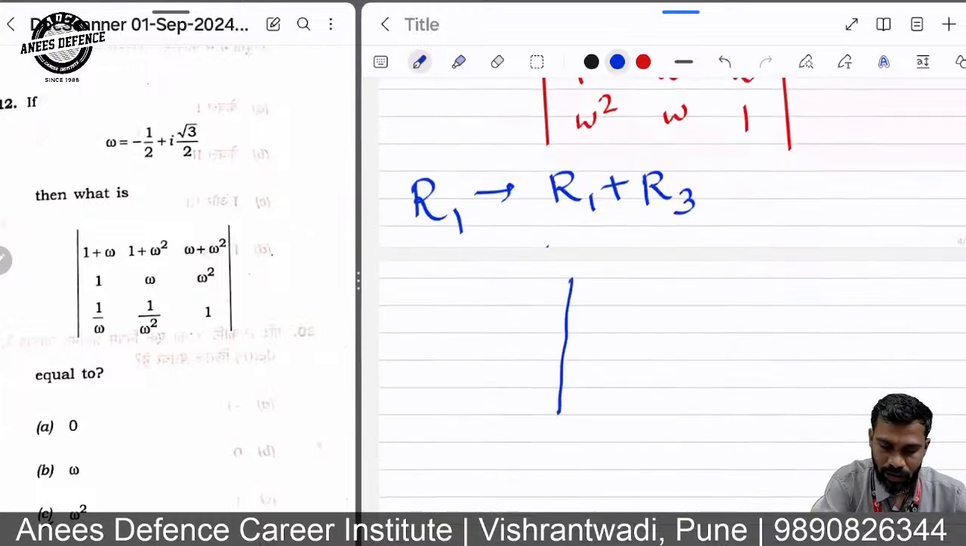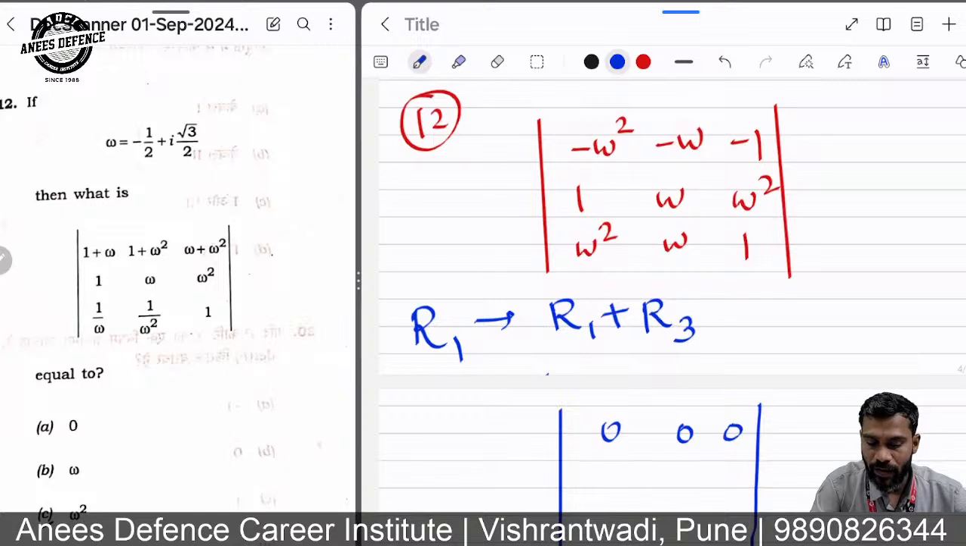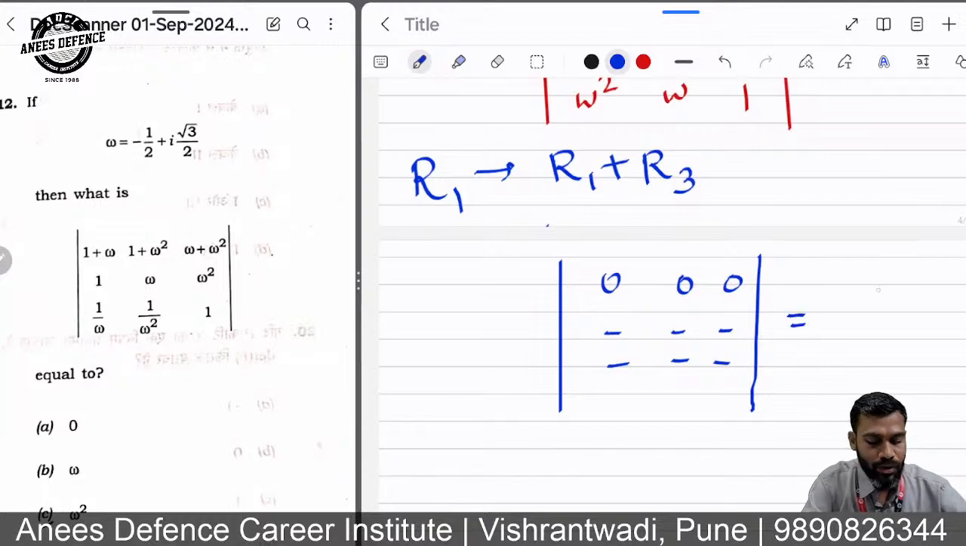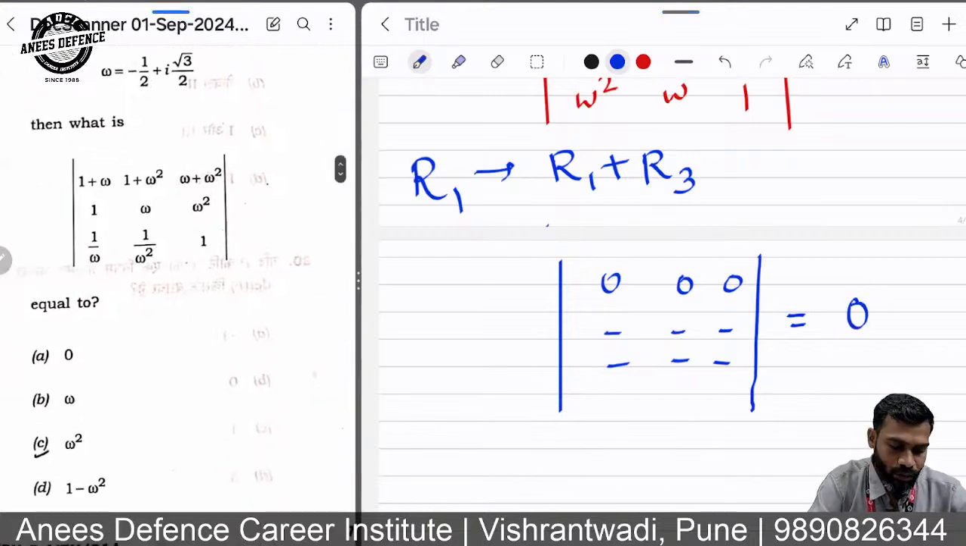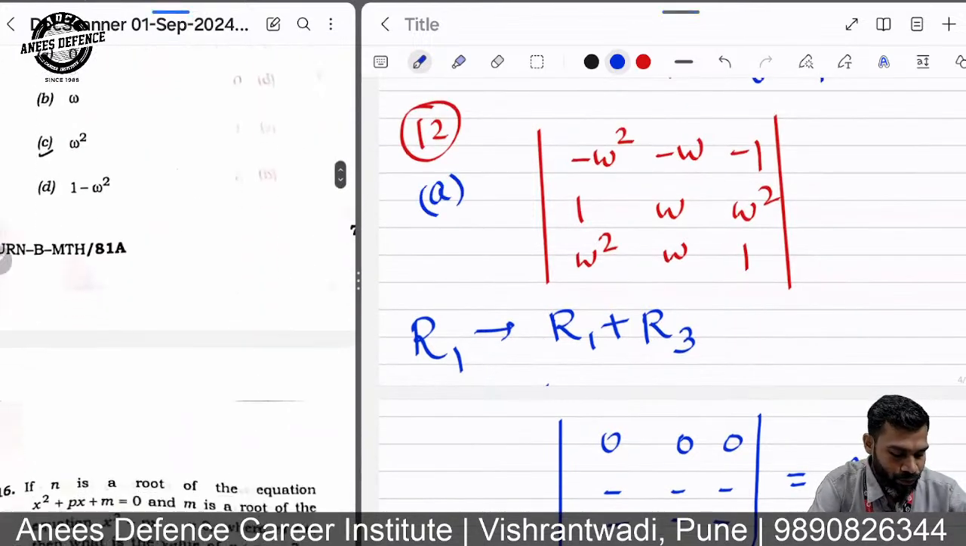So in this determinant, the first row becomes 0 if you add R1 and R3. And we already know that it doesn't matter what the other rows are. If all the terms of a row of a determinant are 0, then the value of the determinant will be 0. So the answer is 0 for this. So A is the right answer. Question number 12. Let us move to the next question.